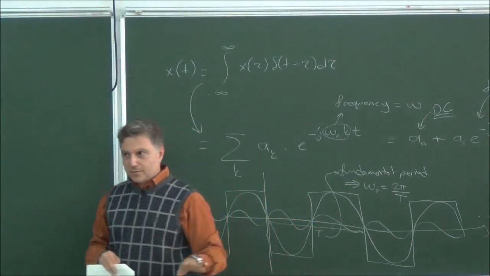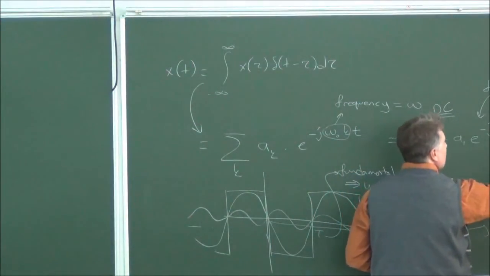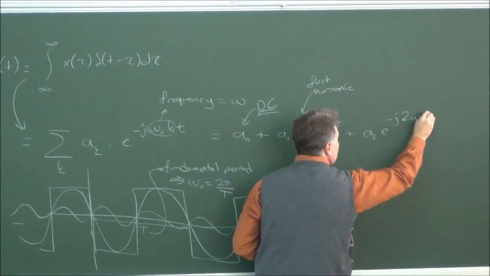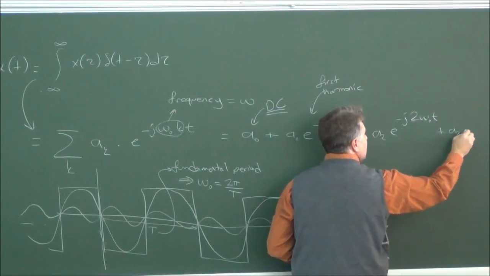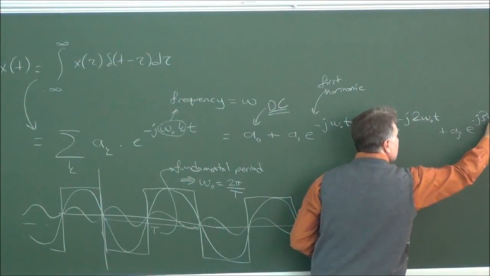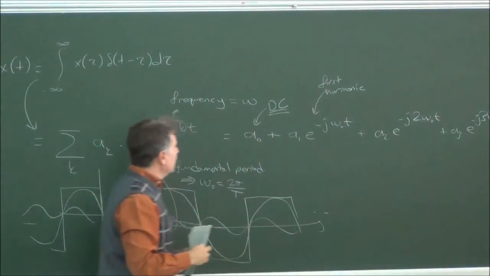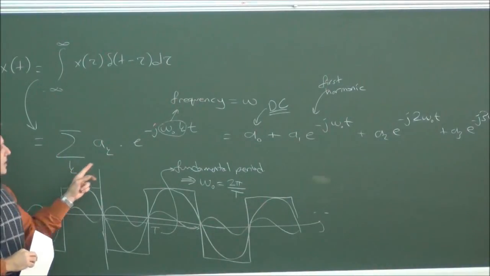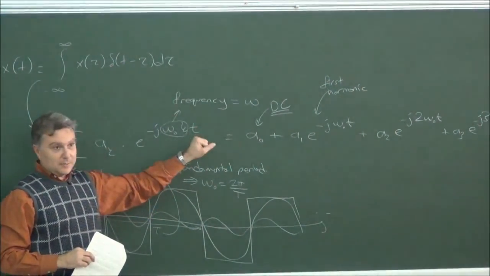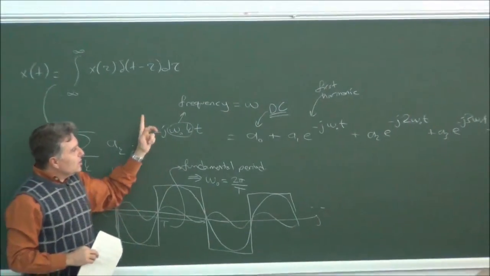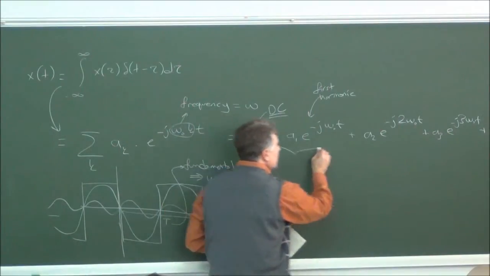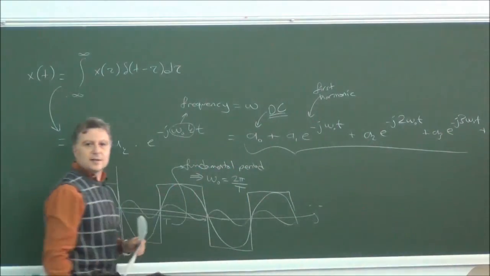A1 is that magnitude. And then plus A2 e to the minus j 2 omega 0 t, and then plus A3 e to the minus j 3 omega 0 t, plus etc. It goes on like that. And as a matter of fact, we even have negative indices like A minus 1 e to the j omega 0 t, A minus 2 e to the j 2 omega 0 t, etc. To the left hand side, the summation also goes on. This is a completely new representation of our signal.